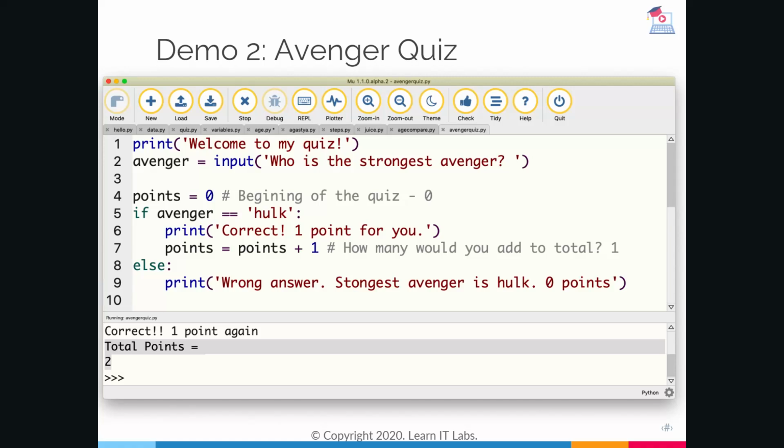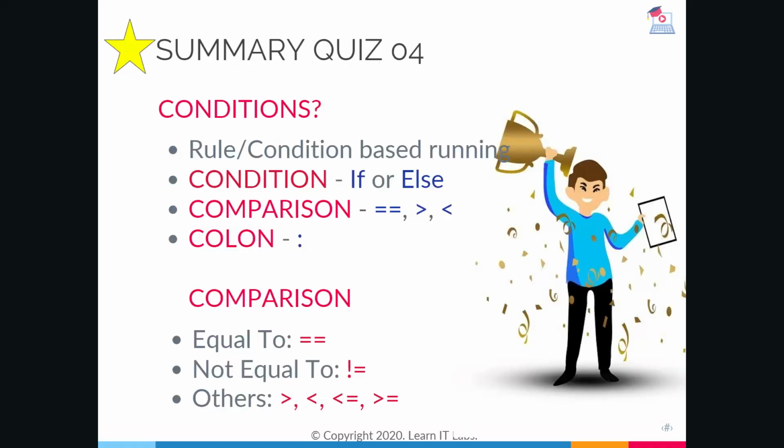Time for our summary quiz. Today we learned about conditions, which allow our programs to run based on a rule. Conditions use if and else. The rule is checked using a comparison operator, like equals or greater than. And every condition line needs a colon.